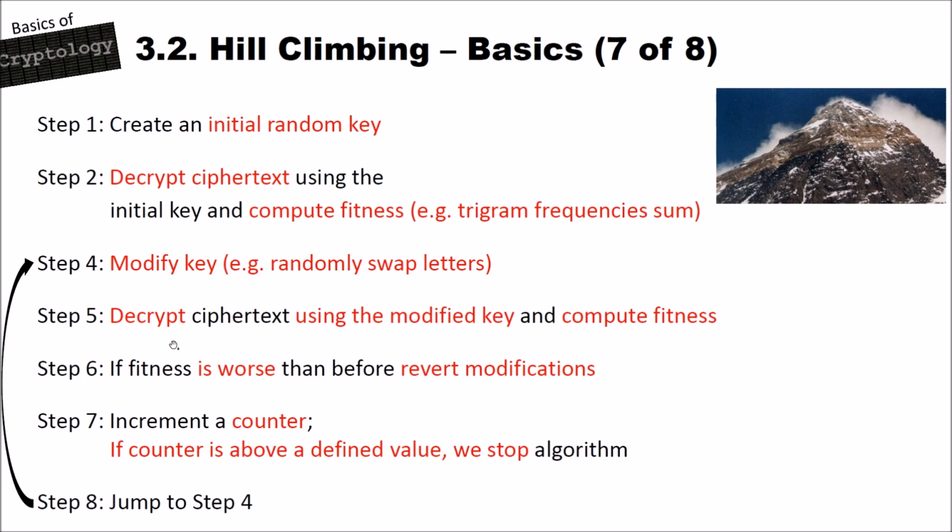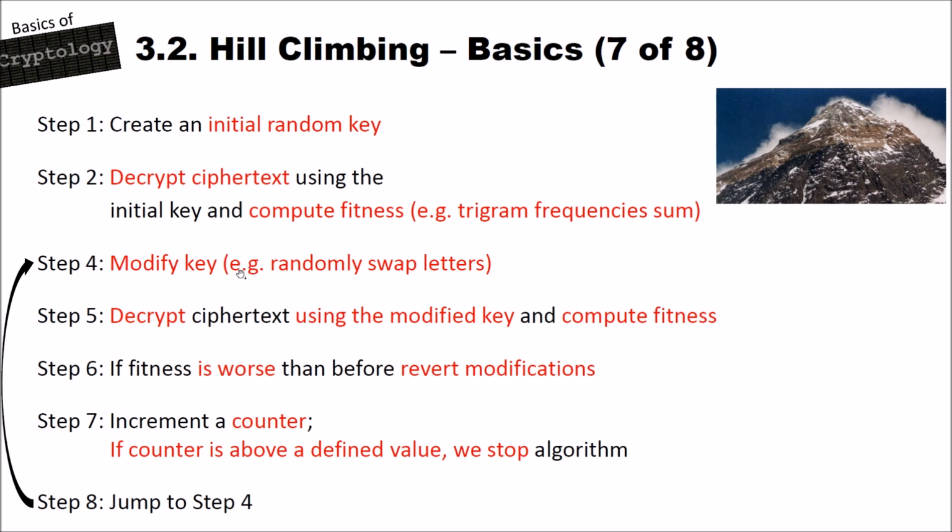And then, if the fitness is worse than before, we revert this modification since we did not get an improvement. Then, we increment a counter, and if the counter is above a defined threshold or value, we stop the algorithm. For instance, we say we want to test 1 million modifications or 10 million whatsoever. This step here is just to stop the hill climber. And in step 8, we jump to step 4. And we do it again.